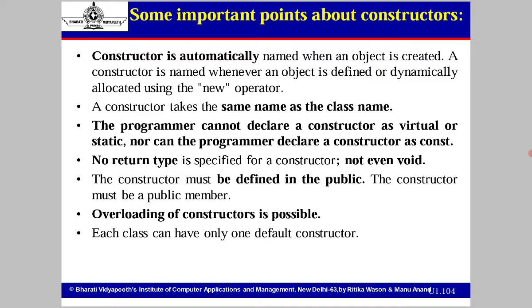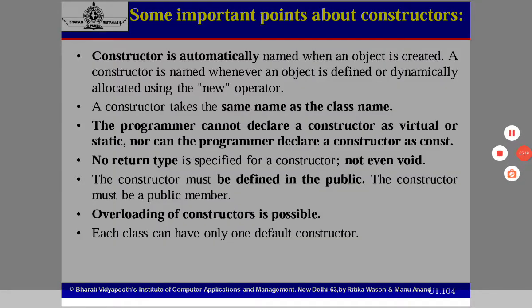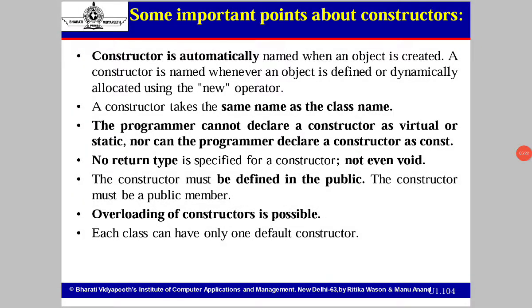A constructor takes the same name as the class name. So constructor లేదా డిస్ట్రక్టర్ అనేది వాటికి ఫంక్షన్ నేమ్స్ ఎలా ఉంటాయంటే సేమ్ నేమ్ యాజ్ క్లాస్ నేమ్. క్లాస్ నేమ్కి ఏదైతే ఉందో అదే నేమ్ మనం కన్స్ట్రక్టర్కి లేదా డిస్ట్రక్టర్కి యూస్ చేస్తాము. The difference between constructor and destructor is that the destructor name has a tilde symbol before the function.